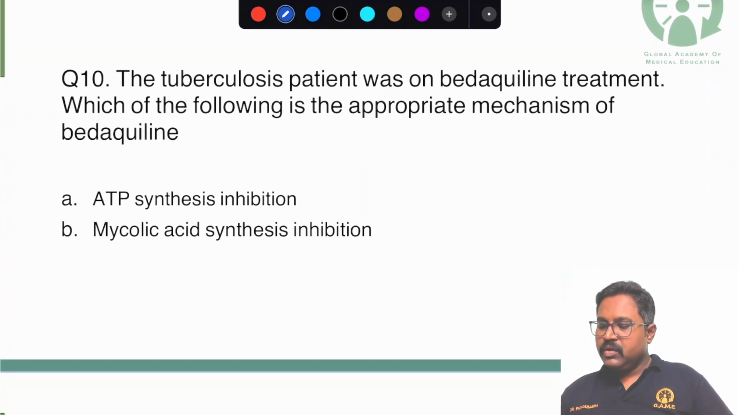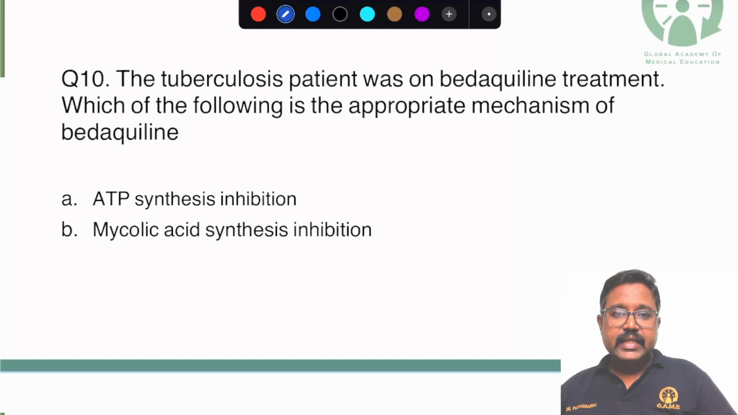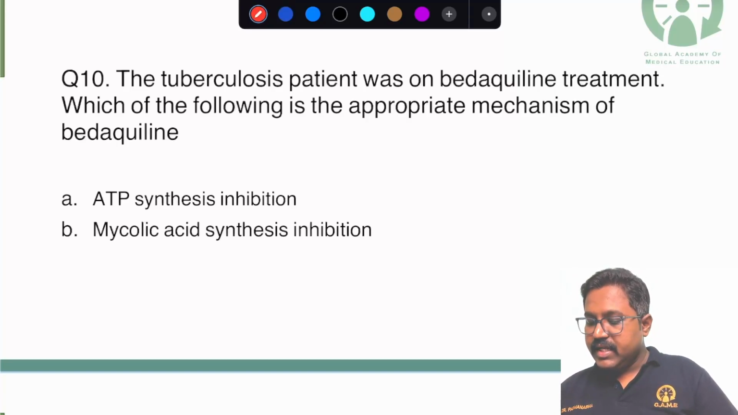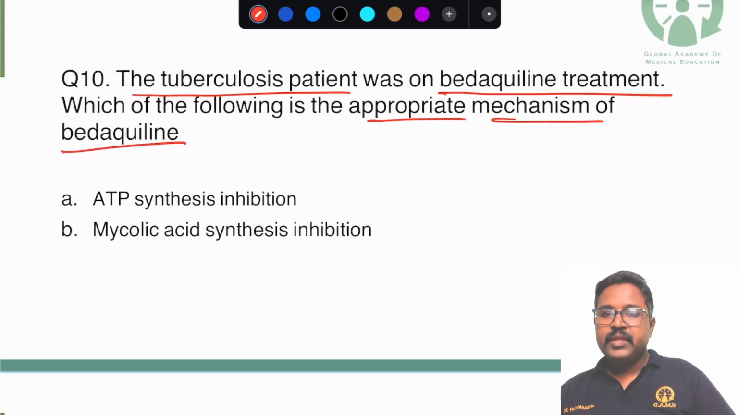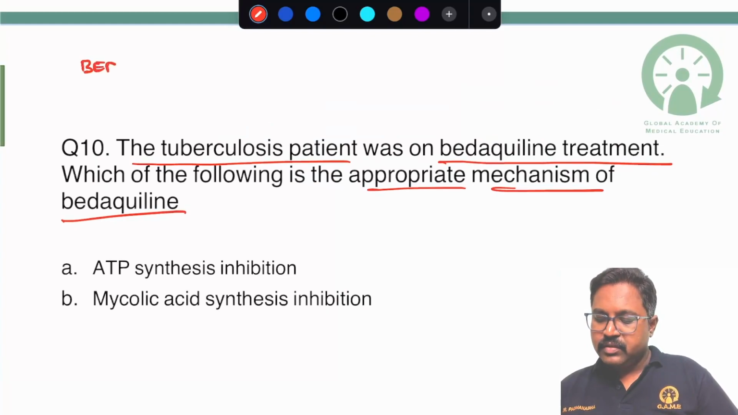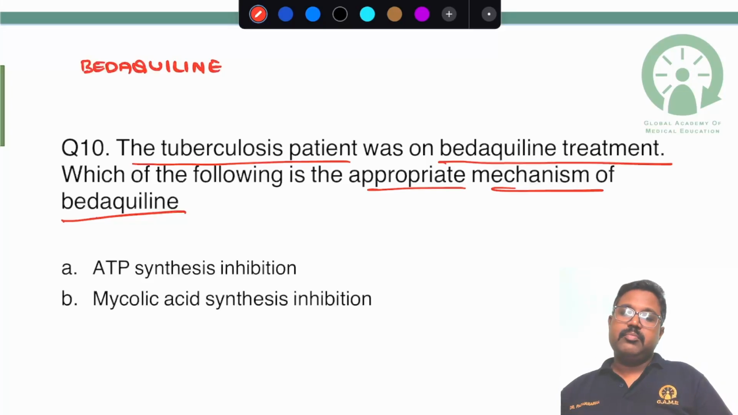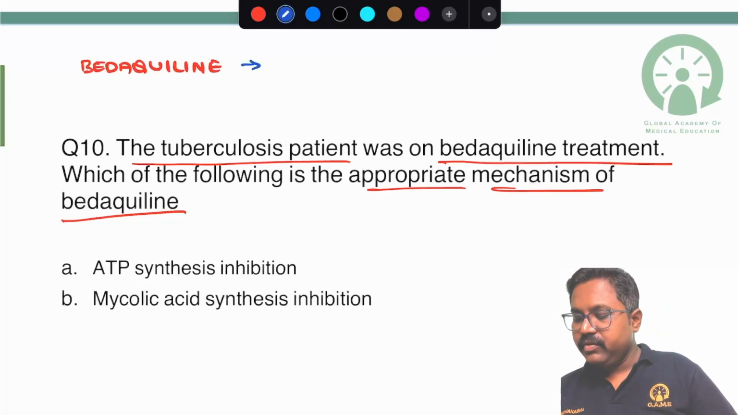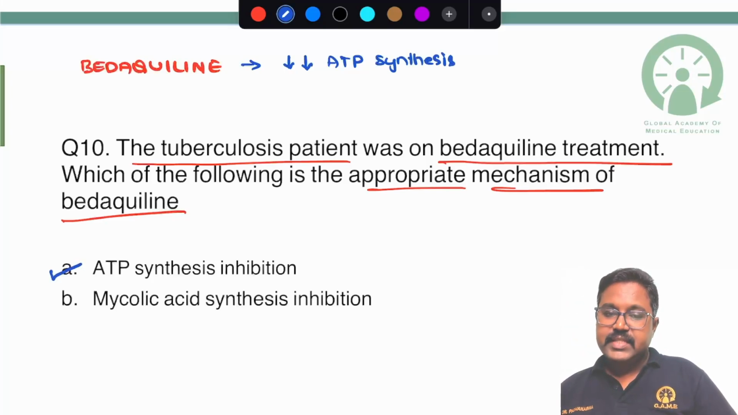Question number 10. This question is regarding tuberculosis. They are asking, the tuberculosis patient was put on the bedaquiline treatment. Which of the following is the appropriate mechanism of action of bedaquiline? Basically, bedaquiline will reduce the energy generation, reduce the ATP synthesis. So your answer should be ATP synthesis inhibition.